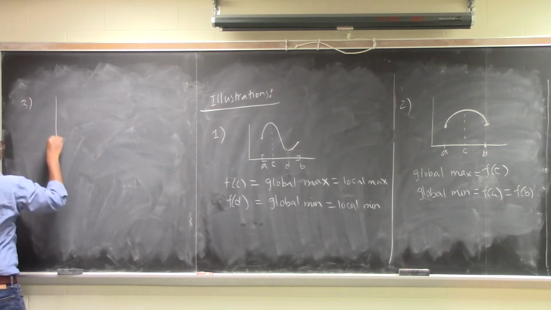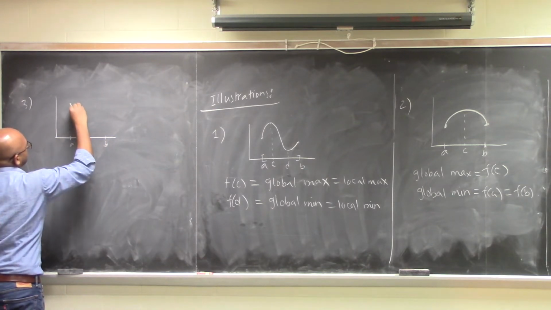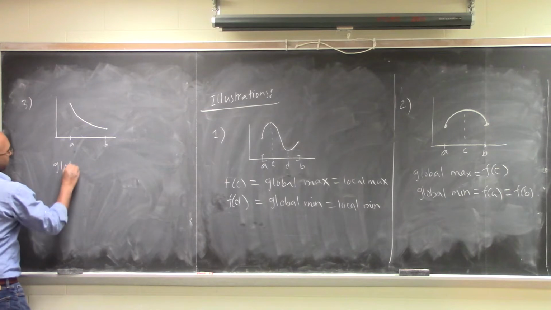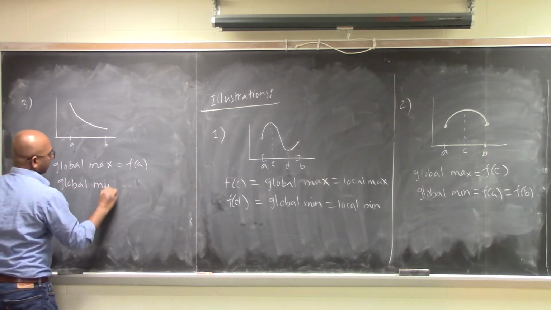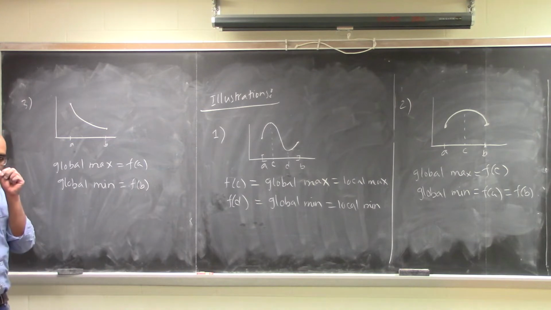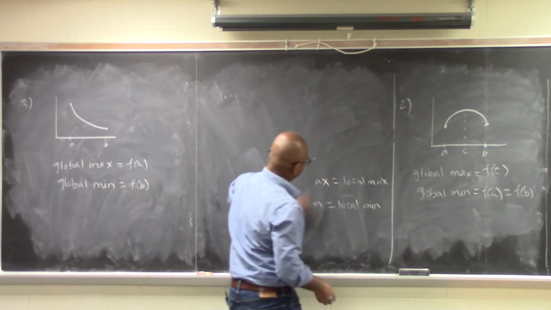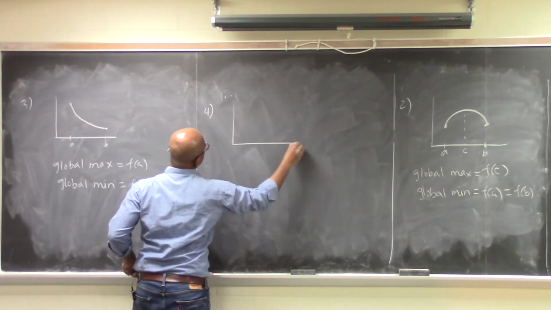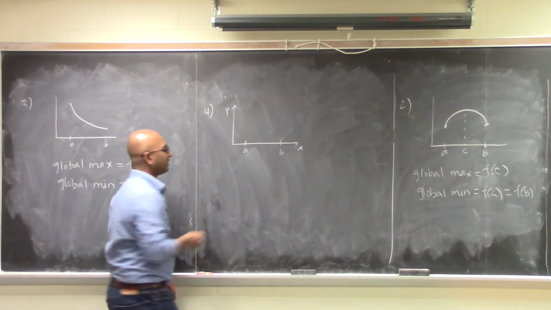So number three, we can have an interval like this, A to B, and your function can be like this. Definitely it's a continuous function and your domain is closed and bounded, and global max is f of A, global min is f of B. And the last one is the most obvious one. What is the most obvious scenario? It's a straight line, a horizontal line, a constant function.